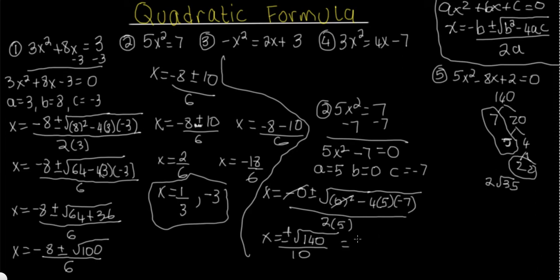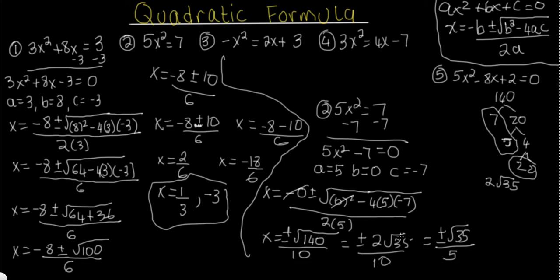So this is going to equal plus or minus 2 square root of 35 over 10. As long as this is on the outside, I can simplify these two. I can divide both of them by 2. So 2 divided by 2 is 1. You don't need to write the 1. You can just write square root of 35. 10 divided by 2 is 5.